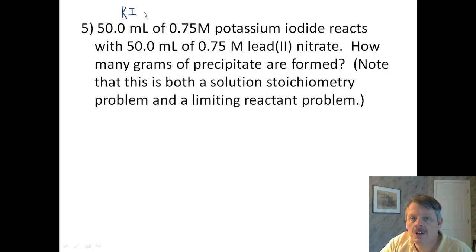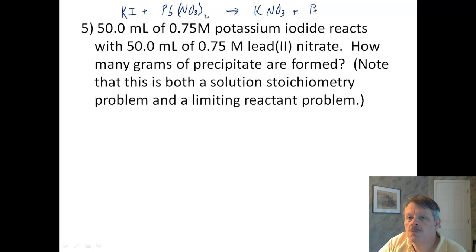KI, potassium iodide, reacts with lead nitrate, Pb(NO3)2, and we know that that's going to be lead 2 nitrate, so that's a 2 down there. We've already figured that out. And now this is going to produce, as a double replacement reaction, KNO3 plus PbI2. Alright, so now when I balance this, I'm going to have 2 of these, and I have to have 2 of those to make it balance. 2 I's, 2 K's, 1 Pb, and 2 NO3s. Great. Okay. How many grams of precipitate?